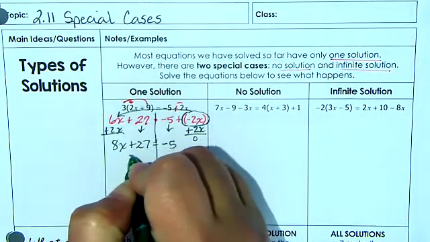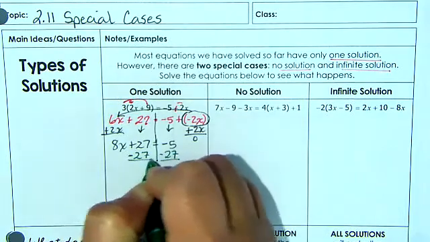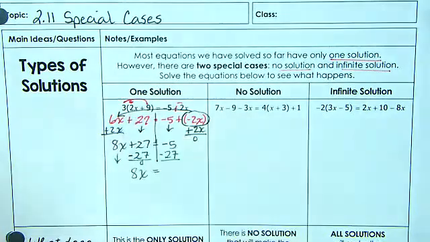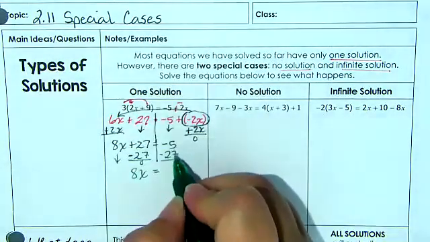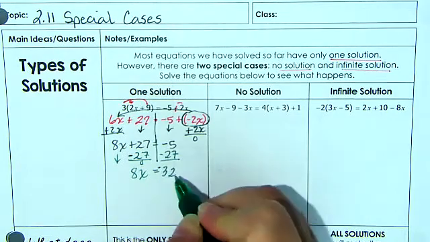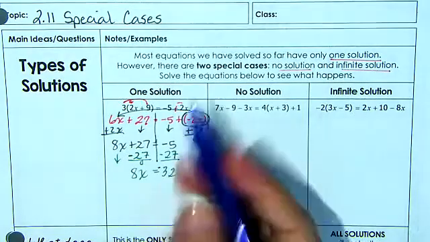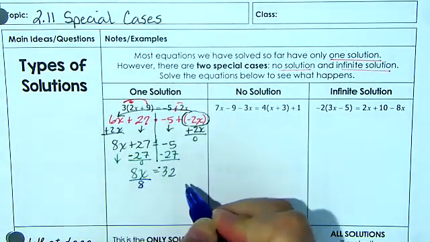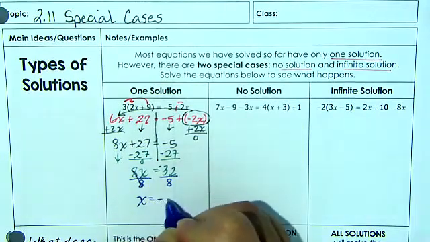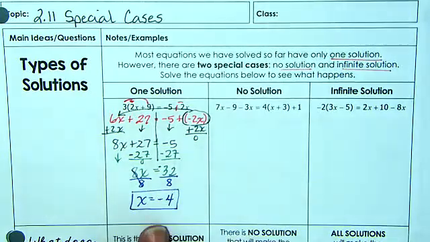It's adding 27, so I'm going to subtract 27 from both sides. And this equals 0. And I have 8x equals negative 5 minus 27. 5 plus 27 is 32, so this is going to be a negative 32. Divide by 8. And x equals negative 4. And we ended up with the one solution.